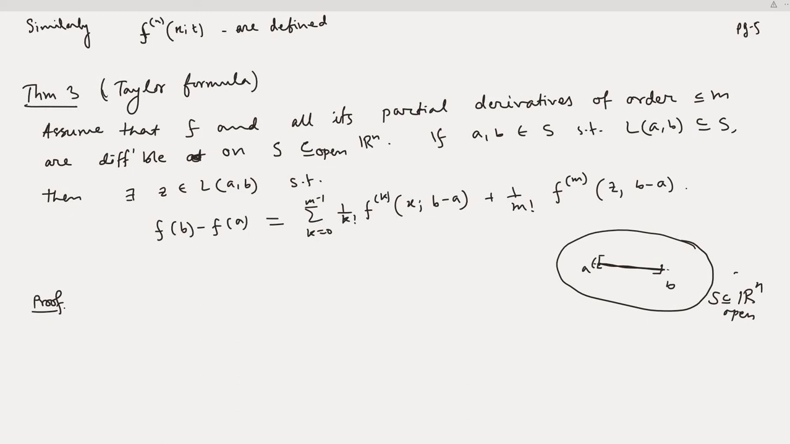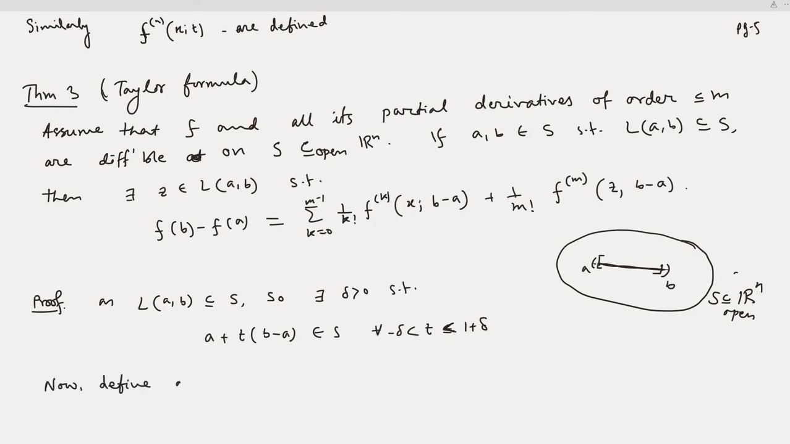extension of this line segment inside S, that is L(A, B) contained in S. So there exists some delta greater than 0 such that A plus T times (B minus A) belongs to S for all T in the open interval from minus delta to 1 plus delta.